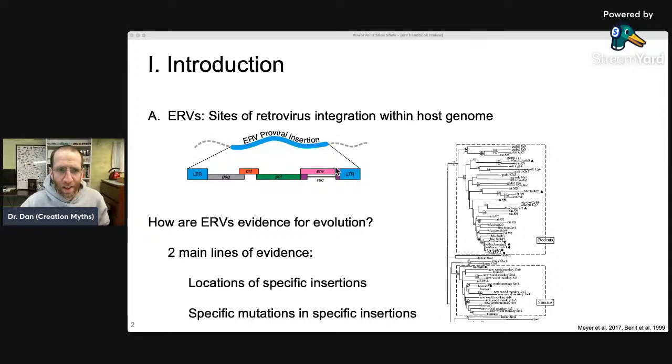So this is a figure from 1999, and obviously we have a lot more data since then, but you could have rodents, and just by using their ERV insertions, you get the rodent phylogeny, and then down here, you get the simian phylogeny using their ERVs, right? So you can actually reconstruct phylogenies using just the ERV sequences.